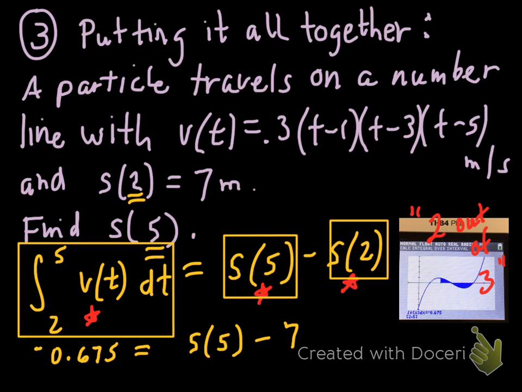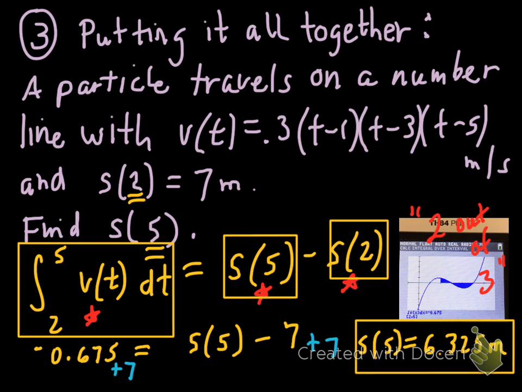You guys are trying to find the position at 5. I've got to isolate the position at 5. What do you do to both sides of the equal sign? Yeah, add 7 to both sides. When you do so, you will get s at 5 equals 6.325 meters.